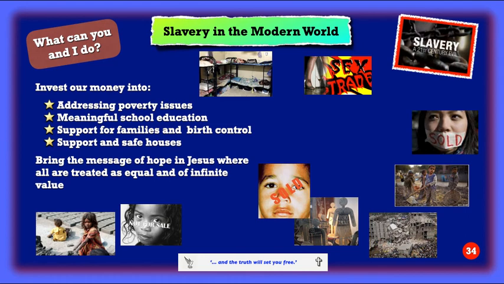The message of hope in Jesus. Jesus treated all people equally. He mixed with the social outcasts of his day, the bottom of the social heap. He treated people with respect. And the New Testament pictures us moving to a position where all are of equal and of infinite value in God's eyes.